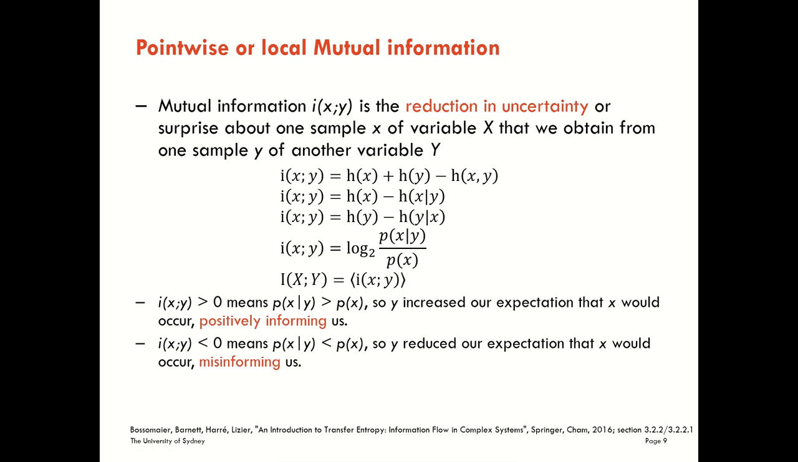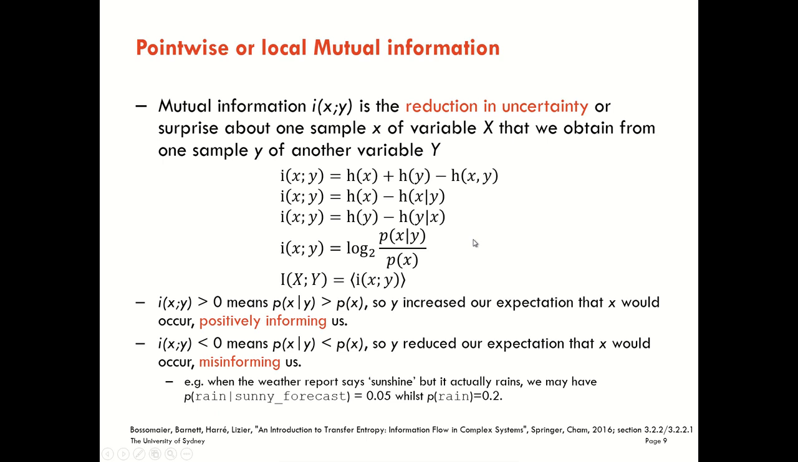We could have the opposite case though, where the knowledge of y may actually reduce our expectation of the realization of x that occurred in comparison to the prior probability not taking y into account. If that happens, if the posterior is reduced compared to the prior for the situation that does occur, the knowledge of y has actually misinformed us in this case about x.